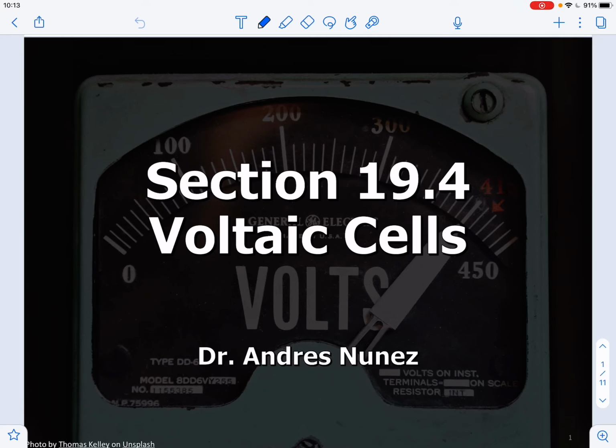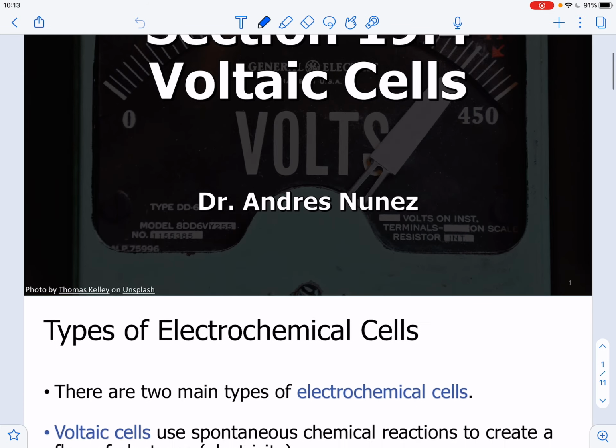Okay, we are now starting section 19.4, and this is about Voltaic cells. So we are gonna start exploring how taking redox reactions will allow us to harness that power, that electricity that represents the flow of electrons between the reduction reaction and the oxidation reaction.